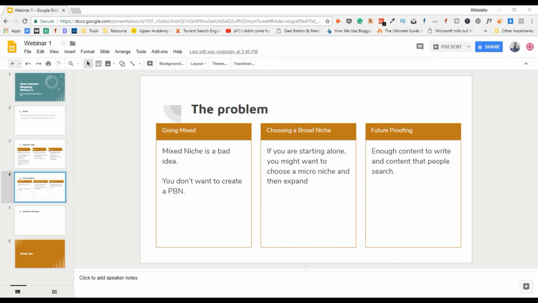Coming on to broad niche, I talked about that. Future proofing, enough content. Most of the time this is very rare, but sometimes people choose a topic and down the line you need to see, will I be able to write after a year, after 2 years? Is there enough content around that topic? Obviously you can expand it, but it depends upon what domain name you choose. If you choose a very good branded domain, you need not worry about this. But if you are choosing a very niche relevant domain, that would be a problem.